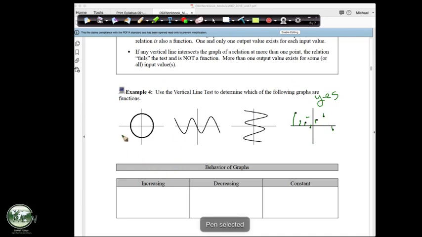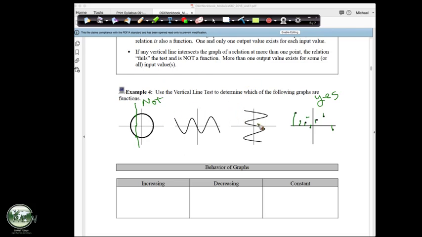So let's come back here. How about this circle? Is this a function? No. Let's test this input. If I draw a vertical line, I see that there are 2 places that the vertical line crosses. That input has 2 outputs. And you can see there's more than one place that happens. So this is not a function.